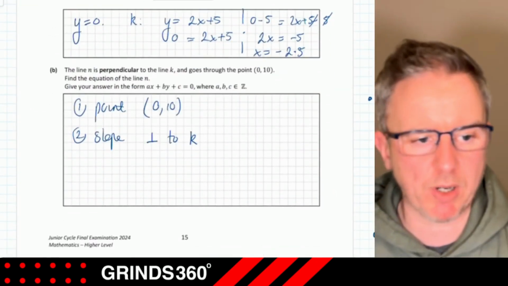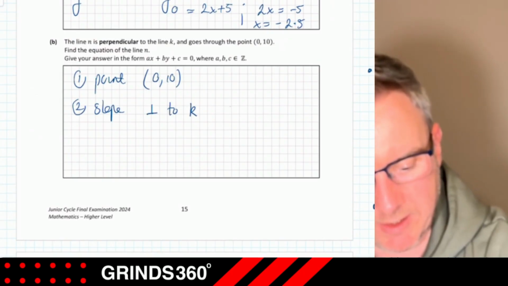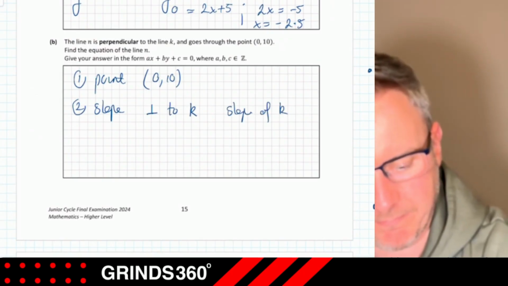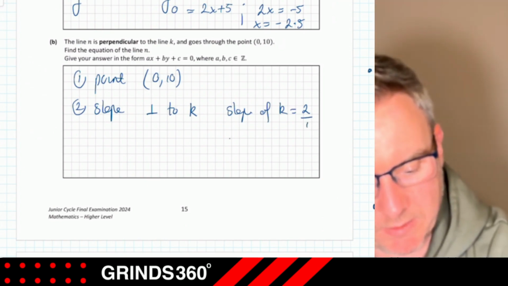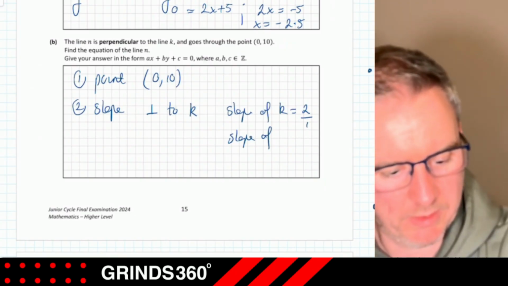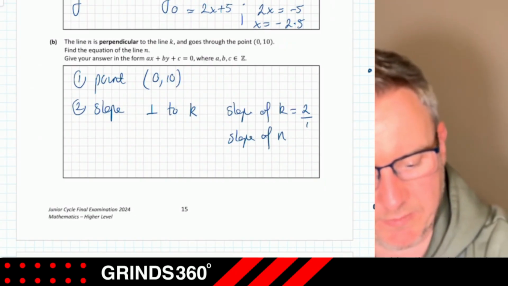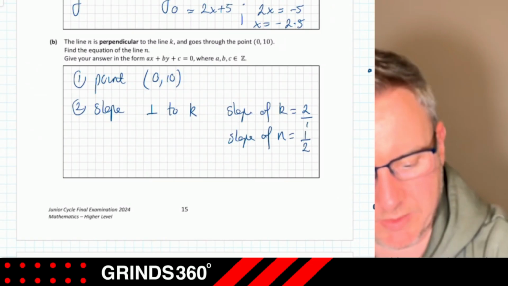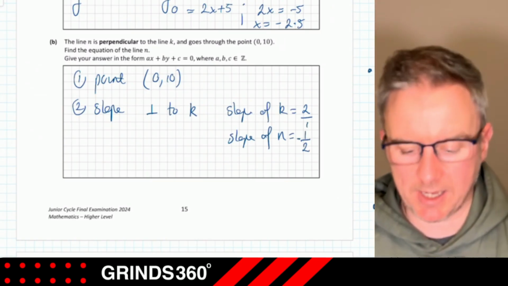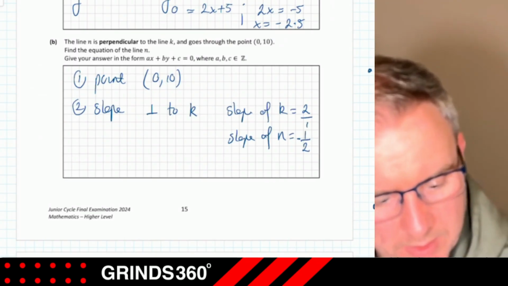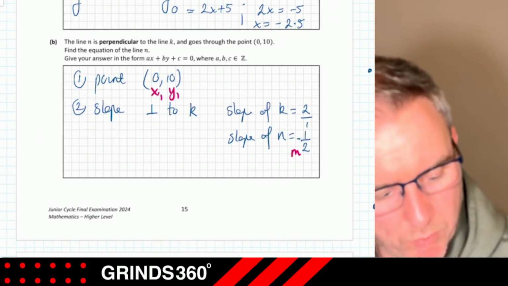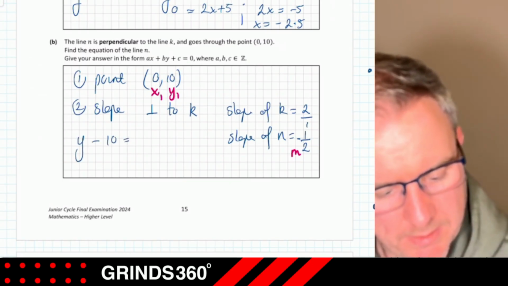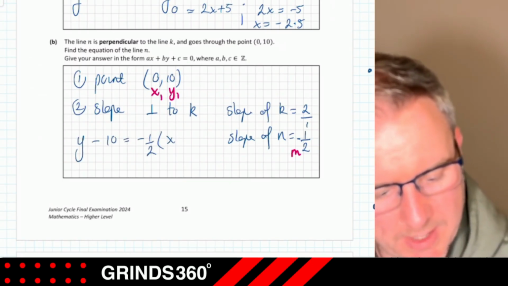So if I'm saying it's perpendicular to K now, and the slope of K is equal to 2, which is basically 2 over 1, that means the slope of my new line that I'm working out, the slope of n, flip it and change the sign. So it becomes -1/2. And then I'm just subbing into my formula. So I label it x1, y1, and here's my m value. So y minus 10 is equal to -1/2 times x minus 0.